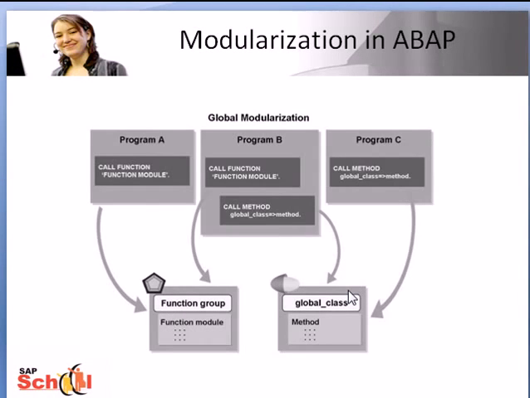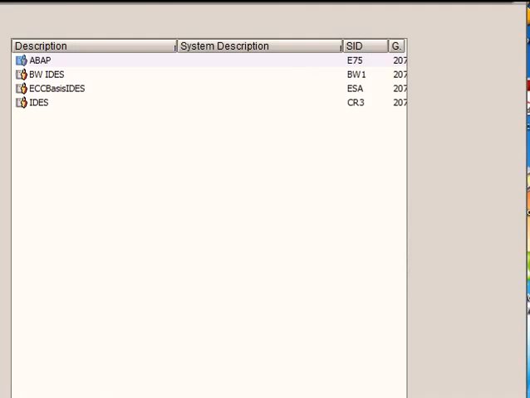ABAP has become object oriented, and hence the concept of modularization, basically allowing you to reuse code and to manage code effectively, because the same piece of code is called by several calling programs. So without going into too much detail here, let's now look at what the system looks like and write our first ABAP.